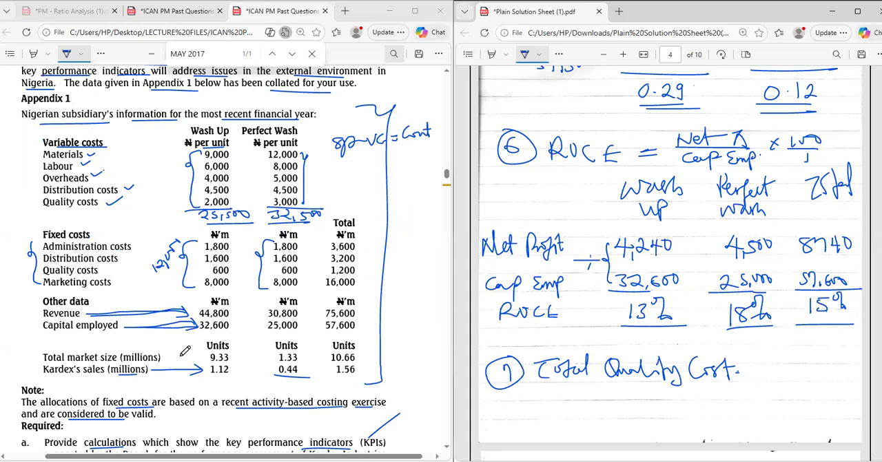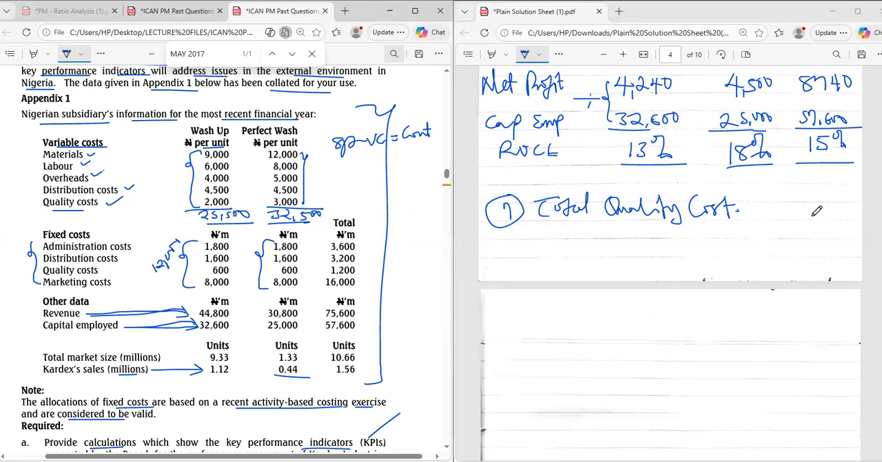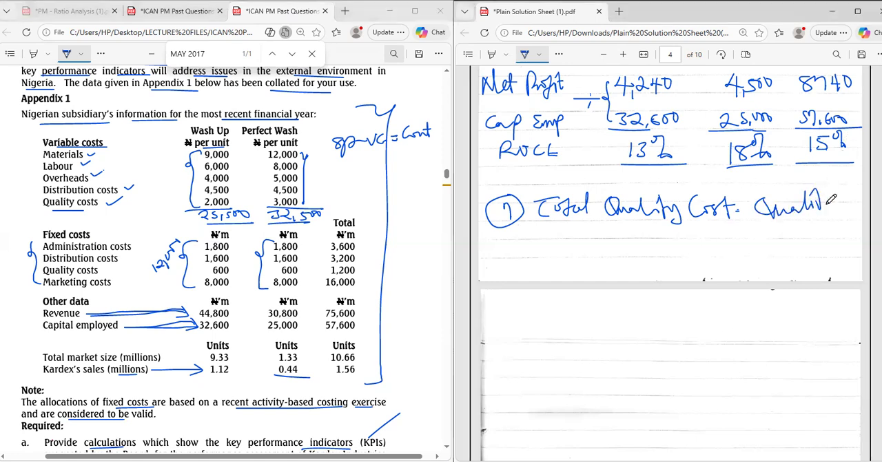Quality cost, shop quality cost of perfect wash. This one, I know. Okay, they say we get total quality cost. So quality cost per unit, that's what we'll do now. Quality cost per unit, multiply by what? Total sales units.